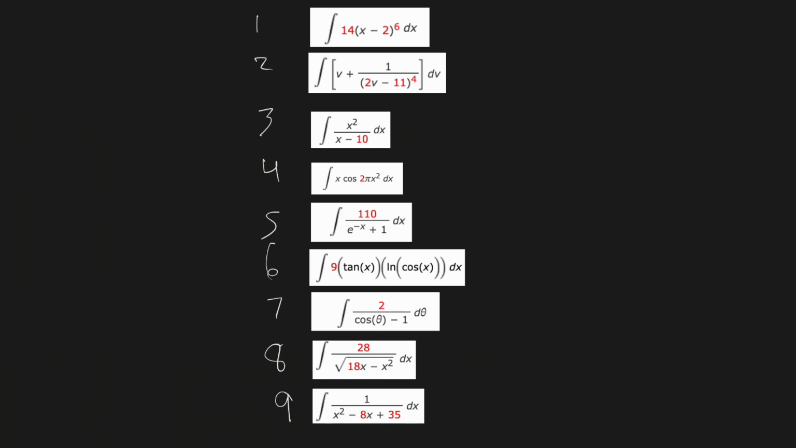I'm going to solve these 9 problems in the order that I've listed on the left. So with the integral of 14 times x minus 2, I always like to rewrite the problem. Here we want to use u substitution.